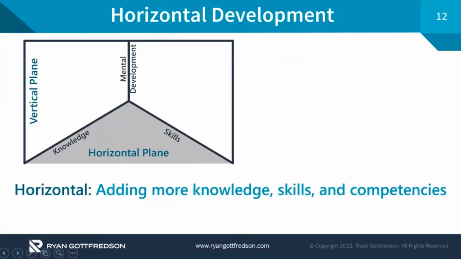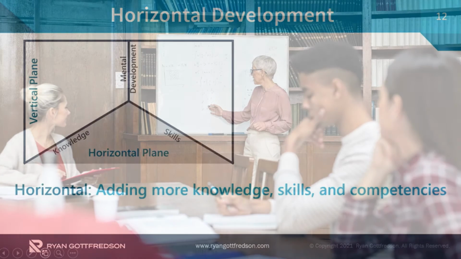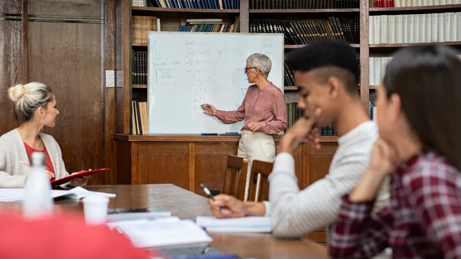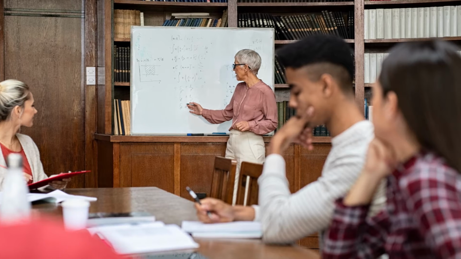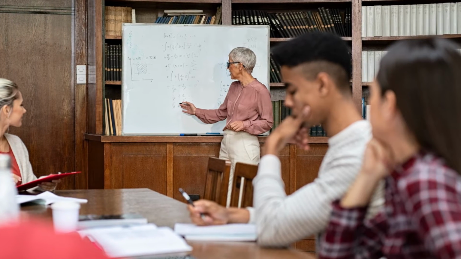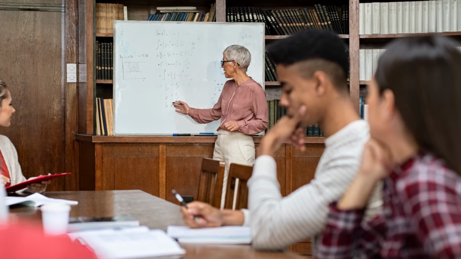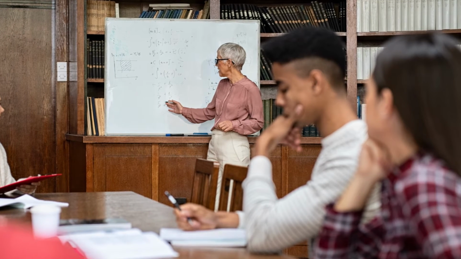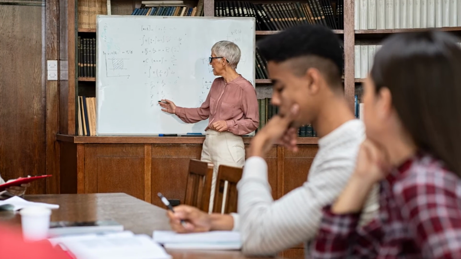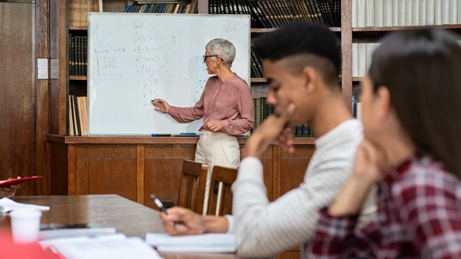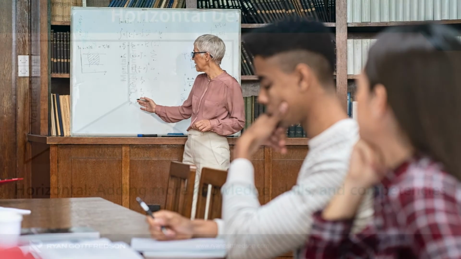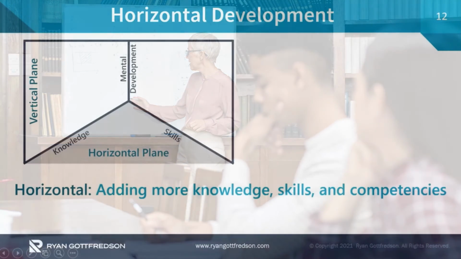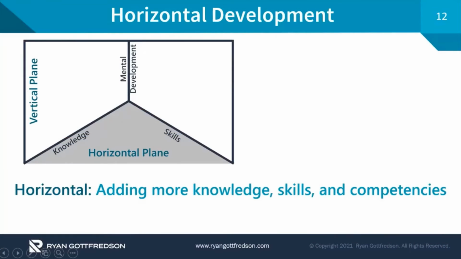So horizontal development is adding more knowledge, skills, and competencies to what we have. So if you think about a high school class, a college class, what was the focus of those classes, for example? Well, the primary focus was probably gaining more knowledge. I want to test your knowledge. Maybe some of those classes were about developing new skills. Maybe if I'm in a finance class, I want to learn how to do pro forma projections, right? We're increasing both our knowledge as well as the skill of being able to do that. But there's very little focus on our mental development, right?